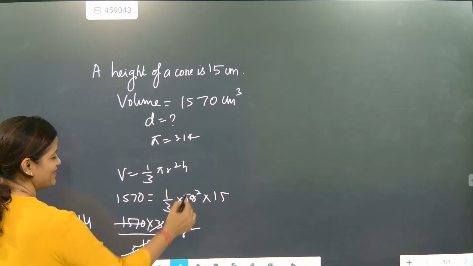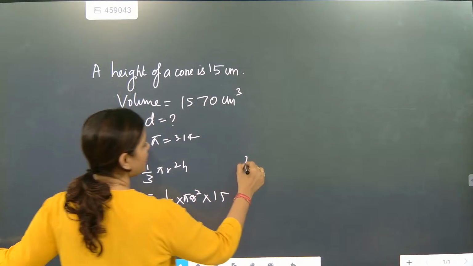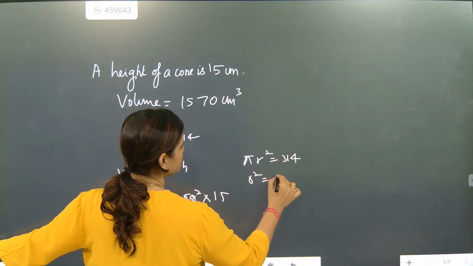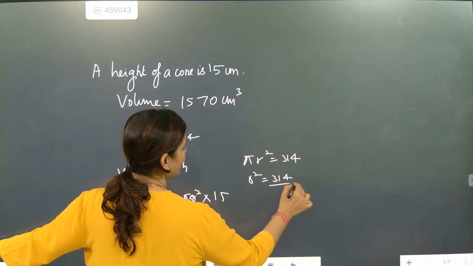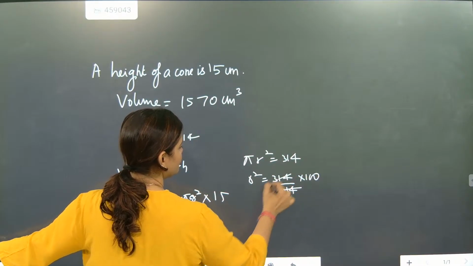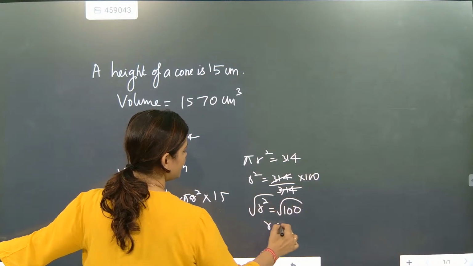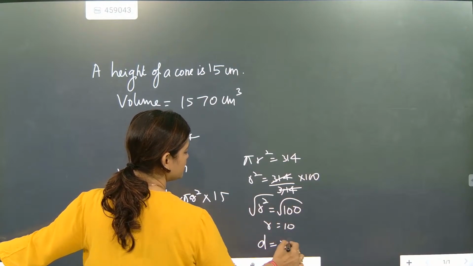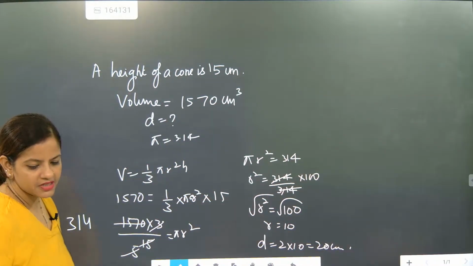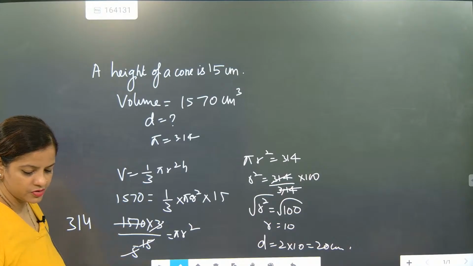Here 5 is useful. So now 5 r square is equal to 314. So r square is equal to 314 by 3.14. This will cancel, 100 will go up. So r square is equal to 100, so r is equal to 10. Diameter is equal to 2 into 10, 20 centimeters. I hope you have understood.